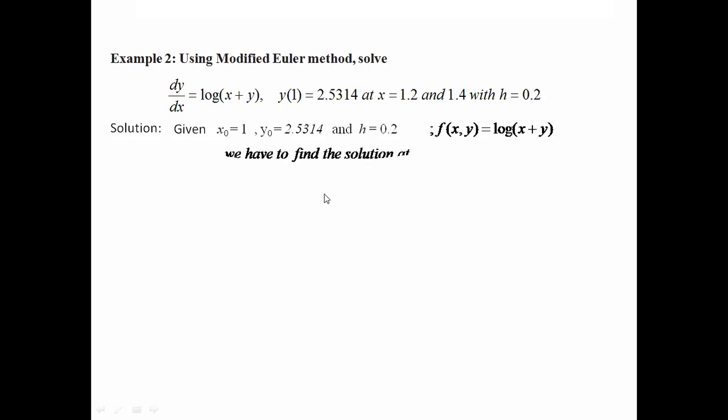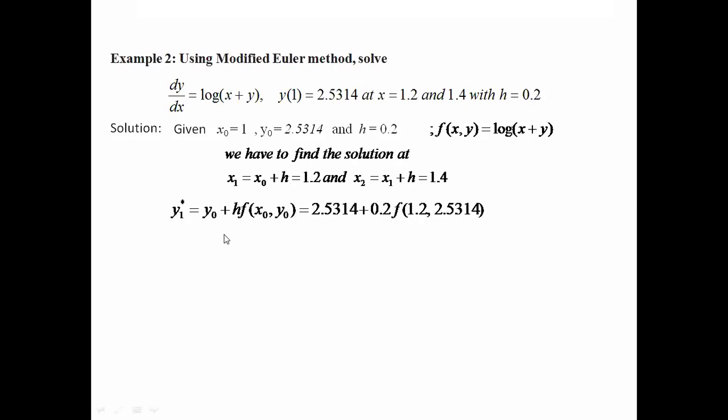Okay. First, you have to find the solution at 2 points. At x1, that is x0 plus h, meaning 1.2. Another point at x2, that is x1 plus h, it is 1.4. So first, use the Euler formula. The star represents an approximate value for y at x is equal to x1. The formula is y0 plus h into f of x0, y0. This is y0, which is written here, plus h, which is 0.2, into f of x0, y0.